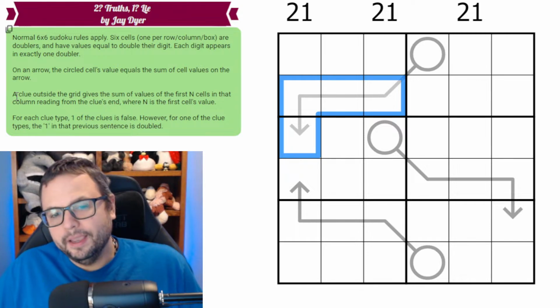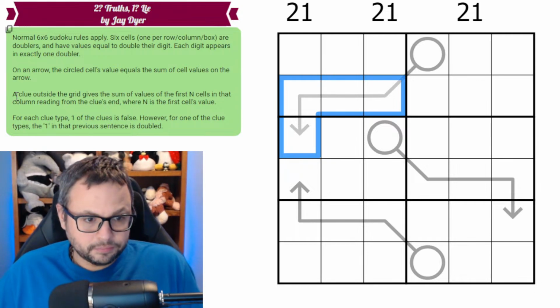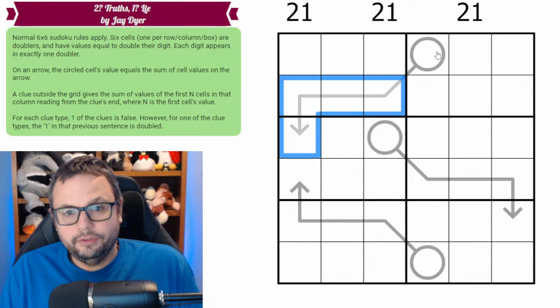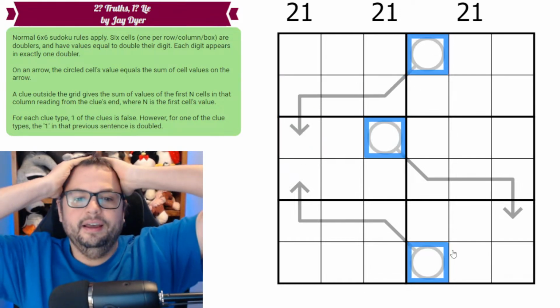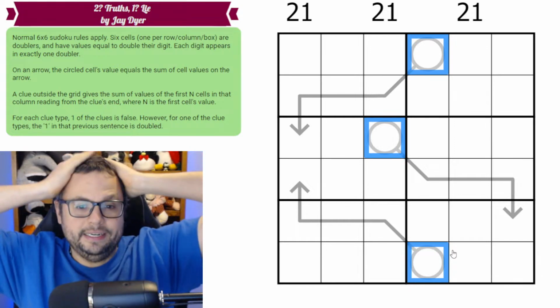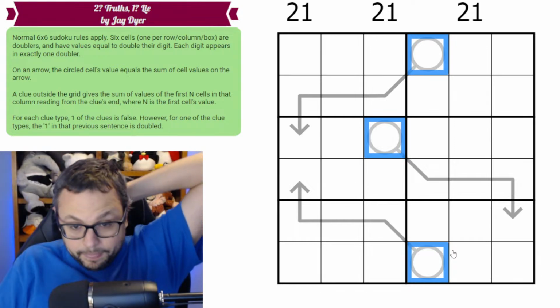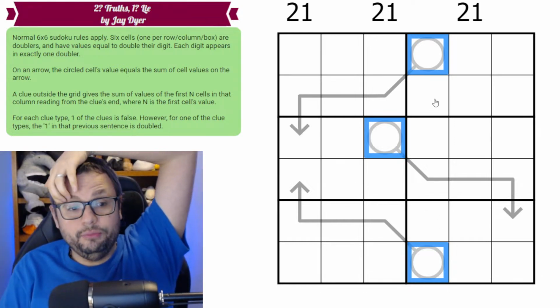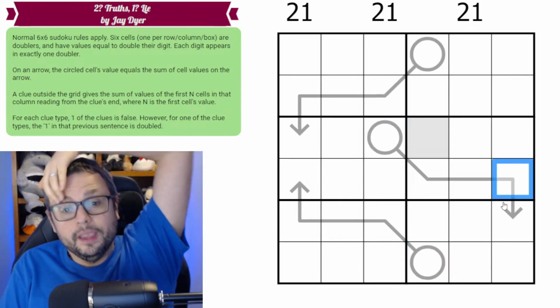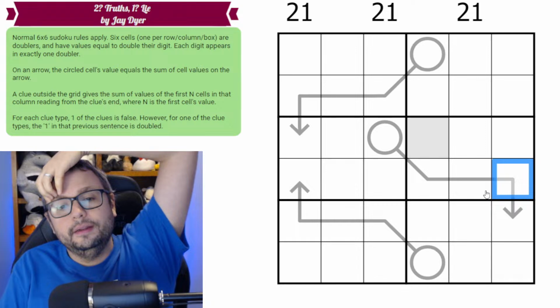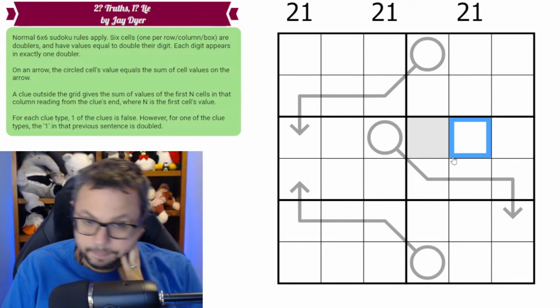Oh, Lord. Okay, so whichever of these arrows is correct requires a doubler. And so at least one of these 3 is correct. So therefore that cell is not a doubler. That might be the best that I can do at the moment.